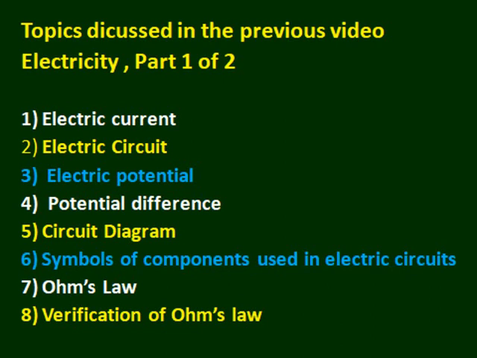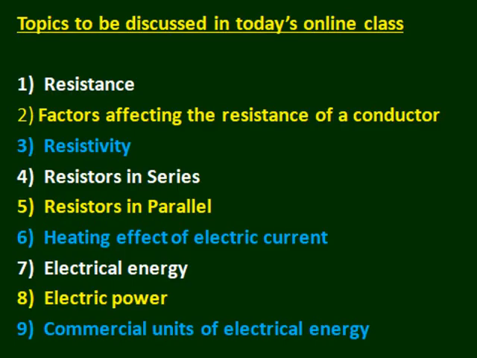So for today we will start from the remaining parts of electricity, that is starting from resistance, factors affecting this resistance, and then a combination of resistors in series and in parallel, and then heating effect of electric current, electric energy and electric power. All those things we will have to discuss in this new video, second part of 2.